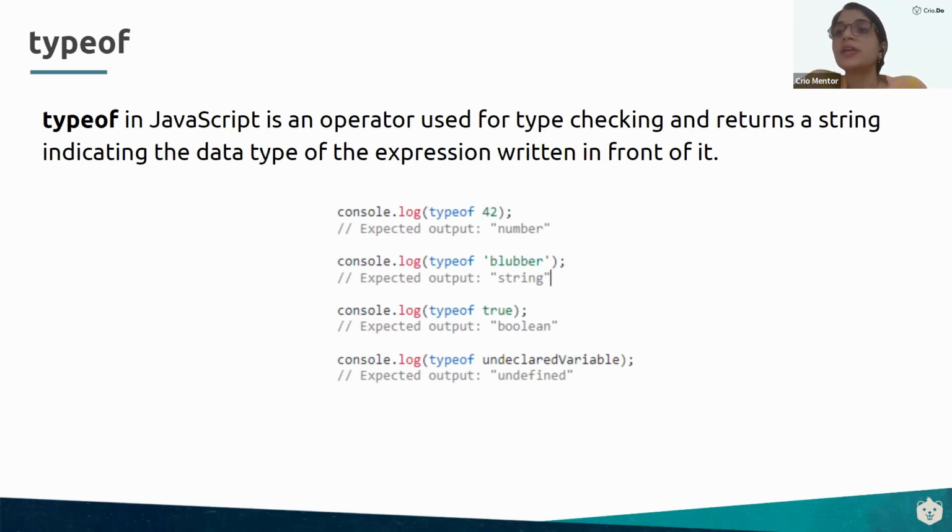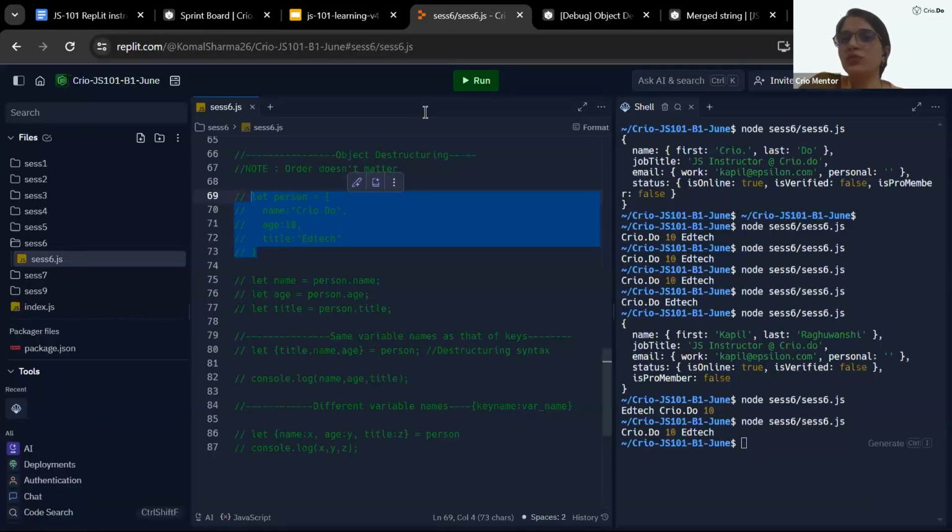But please pay attention to what it does. It is used for type checking and it returns a string. So the output of the typeof operator is going to be a string. But what that string will be? That string will tell you the data type of the expression written in front of it. So what it will do, have a look over here.